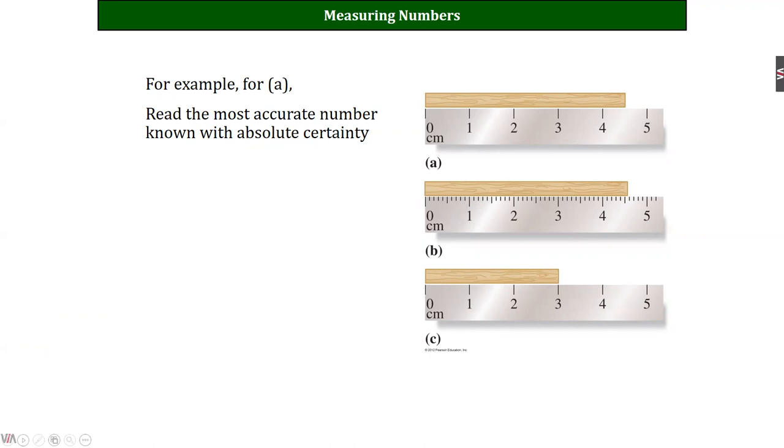We know with certainty the ones place, we're not off by a whole ones place. So we write 3.0 centimeters, one third of a unit. This is a lot of time spent on something that seems like a pretty elementary skill. But I will tell you right now, writing down the right number of decimal points is going to be the number one thing I mark people down on for this whole class.